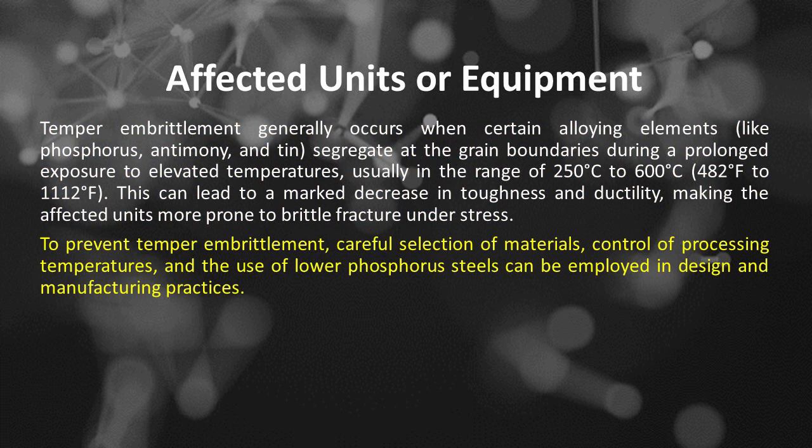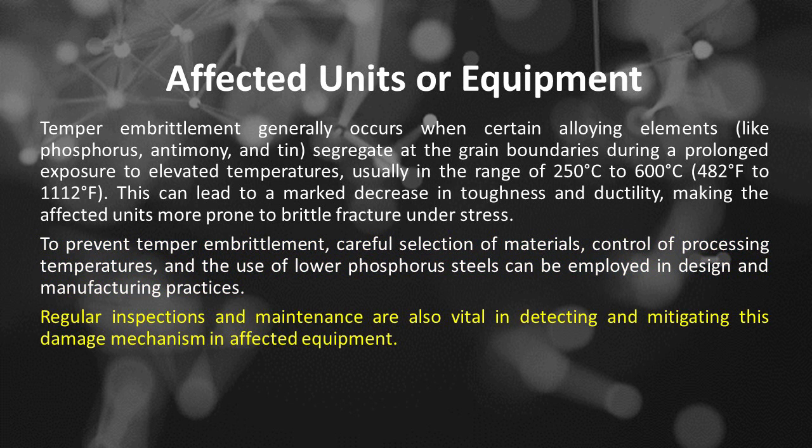To prevent temper embrittlement, careful selection of materials, control of processing temperatures, and the use of lower phosphorus steels can be employed in design and manufacturing practices. Regular inspections and maintenance are also vital in detecting and mitigating this damage mechanism in affected equipment.